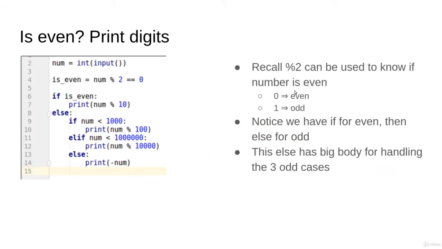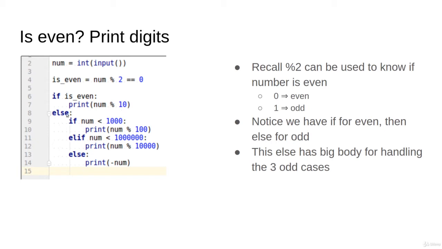Remember that mod 2 can help us to know if the number is even or not. So we start here by assigning a boolean variable, number mod 2 equal 0 or not. So now we will know if the number is even or not. We definitely can remove it and put it here directly. So now if the number is even, we print the number mod 10 directly. Remember, mod 10 can get for us the last digit of a number.